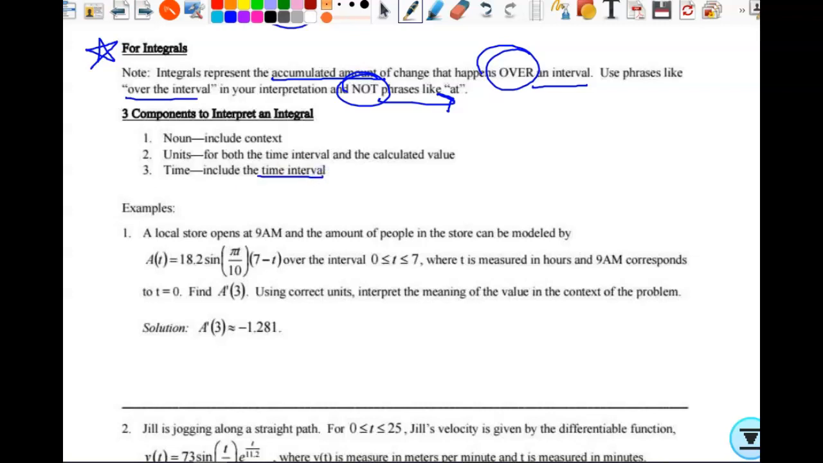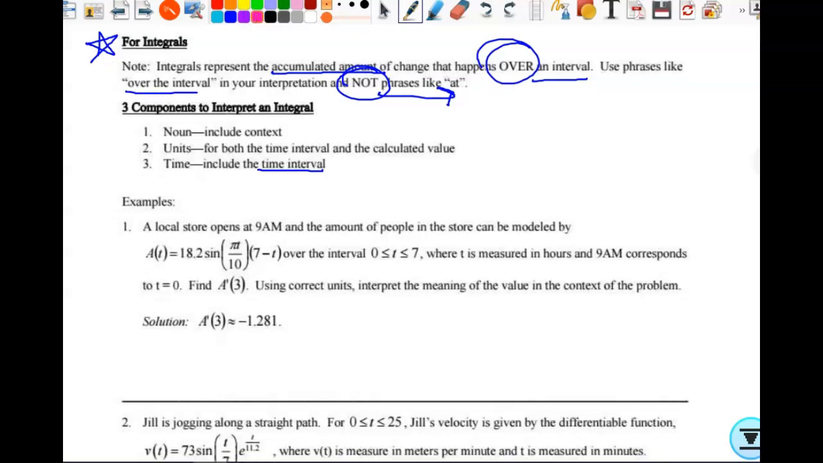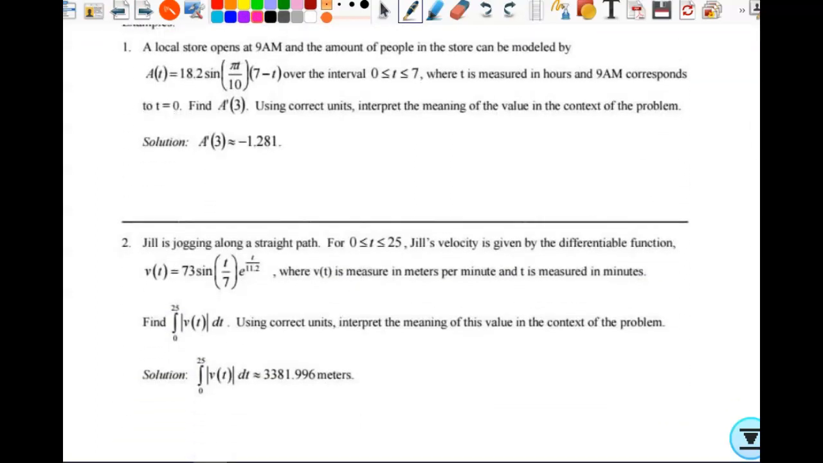All right, so even though it tells us what to find, I gave you the answer, and we're just going to do the interpretation here. Okay. So here we go. A local store opens at 9 a.m. The amount of people in the store can be modeled by this. So A of T, you make yourself little notes outside. A of T is people. PPL for people. It's easy. Where T is measured in hours and 9 a.m. corresponds to T equals 0, find A prime of 3.